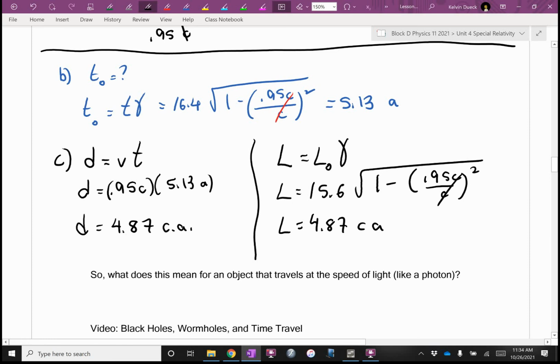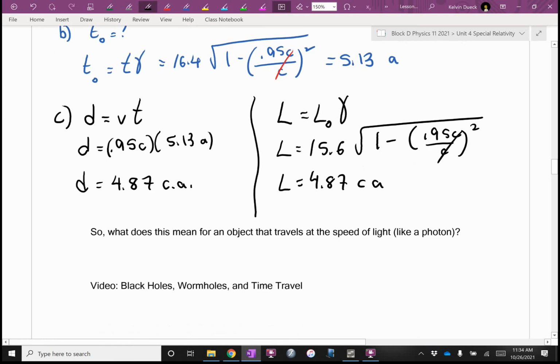So, what does this mean for an object that travels at the speed of light? Like a photon. Let's take our length equation. 1 minus... How fast does a photon travel? At the speed of light. So I'm going to put a letter C in where the V is.